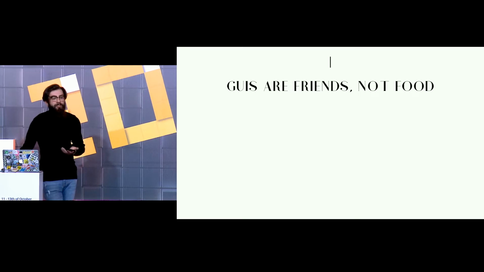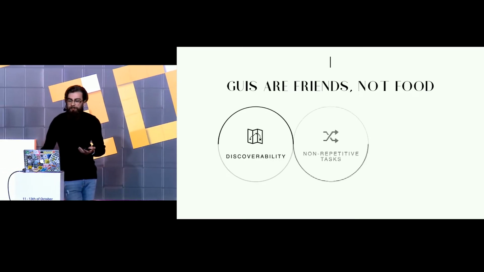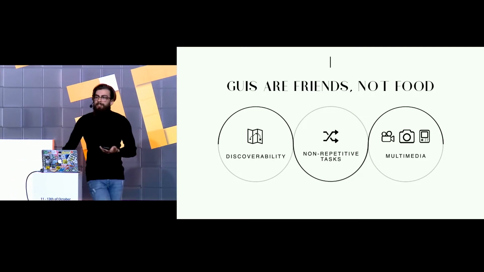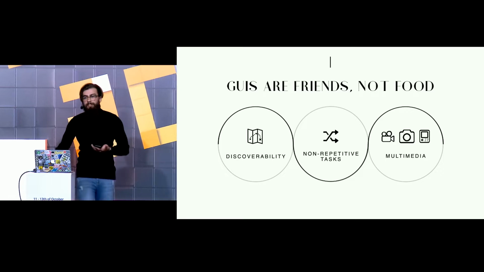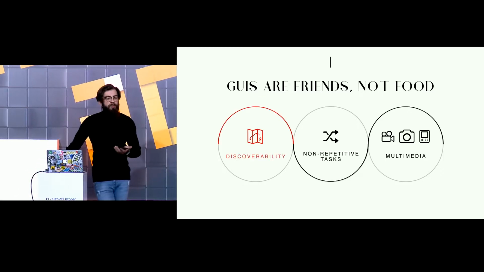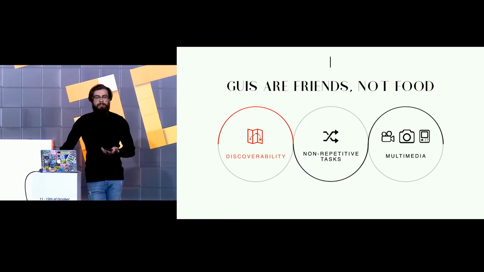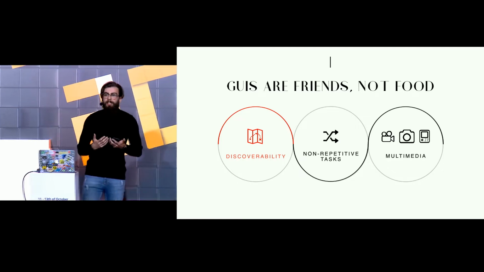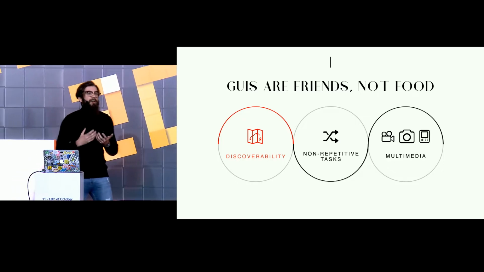So GUIs are good for things like discoverability, for non-repetitive tasks, or for dealing with multimedia. But none of those are things that we used to do in our day-to-day as engineers. There's, of course, edge cases. There always are. But discoverability is also something we don't do very frequently, right? When we approach a task, we usually know what we want to do. We have a goal in mind. We have a purpose. So we can just go there and want to accomplish the task in the most efficient way possible.